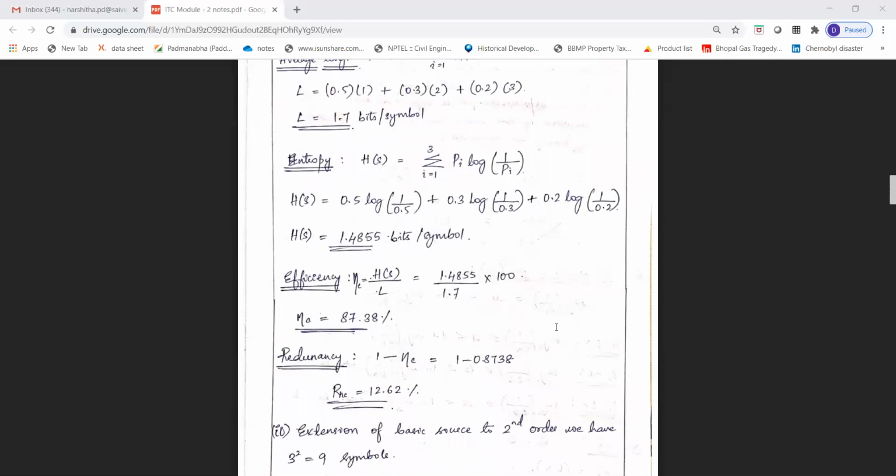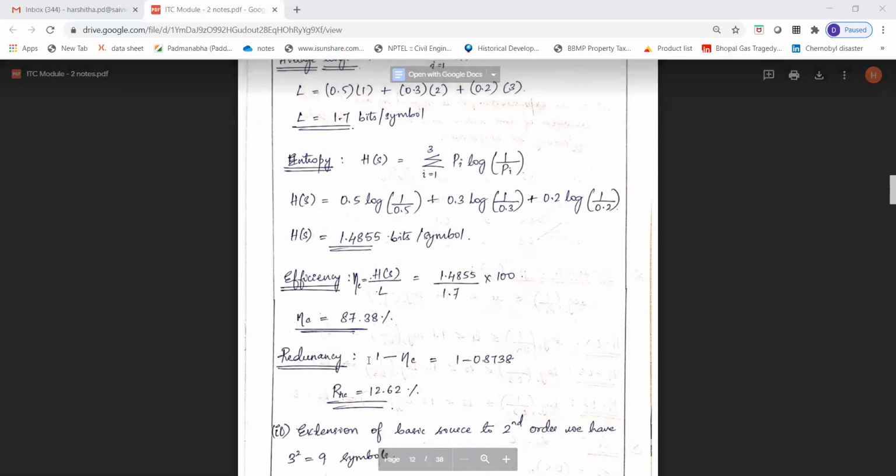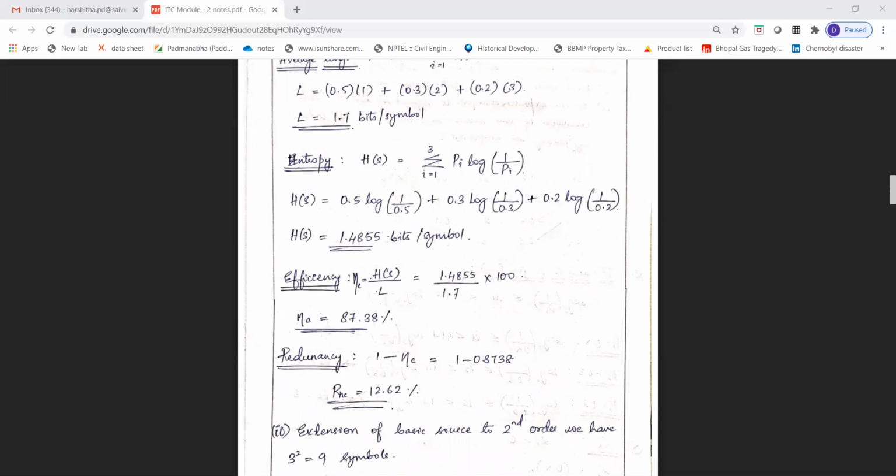Now I need to calculate the redundancy. The redundancy is nothing but 1 minus the efficiency, times 100. So 1 minus efficiency is converted back from percentage to the normal unit, so we'll be getting 0.8738 and then multiply. So we'll be getting redundancy as 12.62, or else you can also do 100 minus 87.38 percent, for which you'll get the same value, that is 12.62 percent.